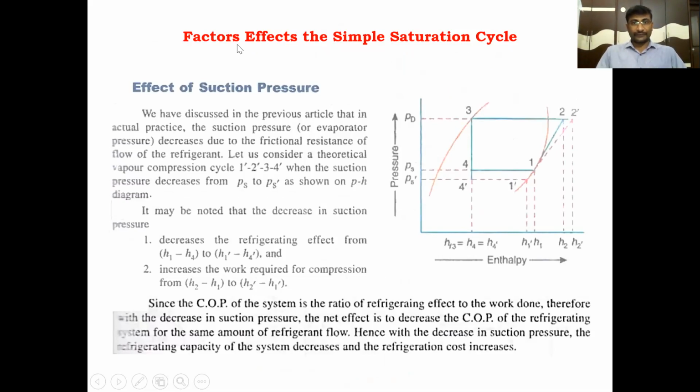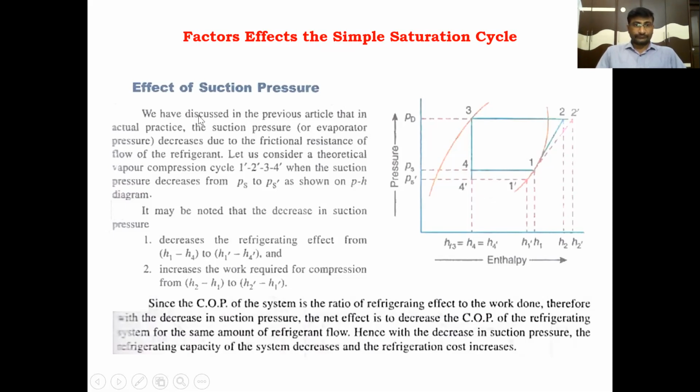There are 2 factors which affect the simple saturation cycle: the suction pressure or evaporator pressure, and the condenser pressure. Whenever the suction pressure decreases, or whenever the condenser pressure increases, what happens to the COP?